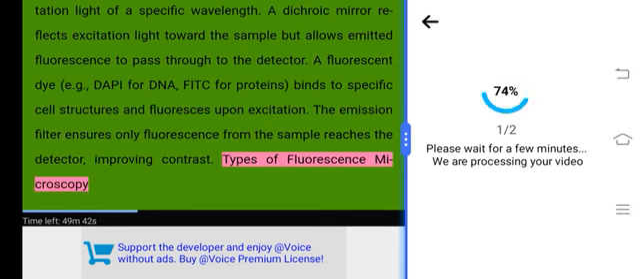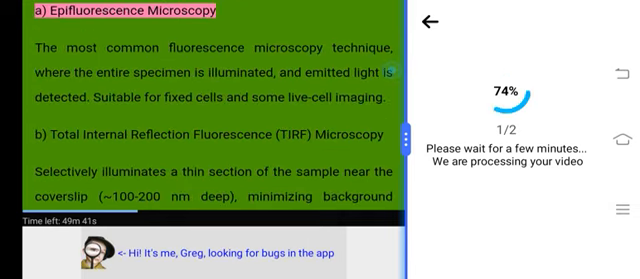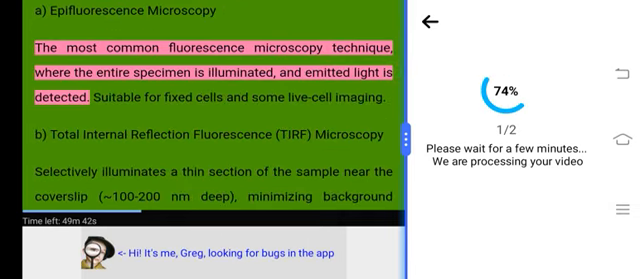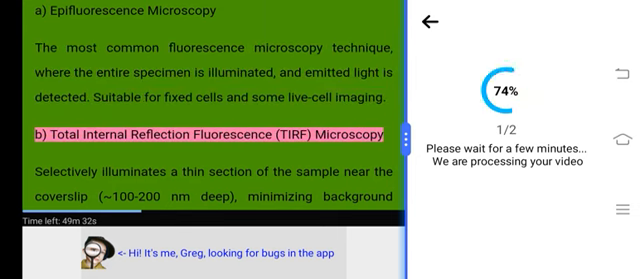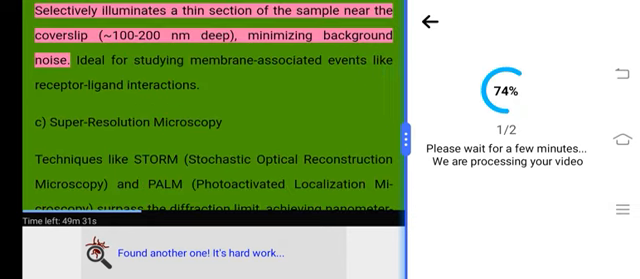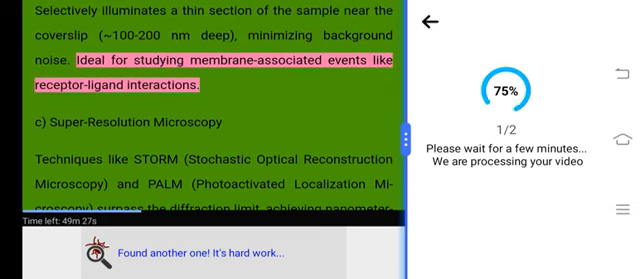Types of fluorescence microscopy. A. Epifluorescence microscopy. The most common fluorescence microscopy technique, where the entire specimen is illuminated and emitted light is detected. Suitable for fixed cells and some live cell imaging. B. Total internal reflection fluorescence (TIRF) microscopy. Selectively illuminates a thin section of the sample near the cover slip, approximately 100 to 200 nm, minimizing background noise. Ideal for studying membrane-associated events like receptor-ligand interactions.